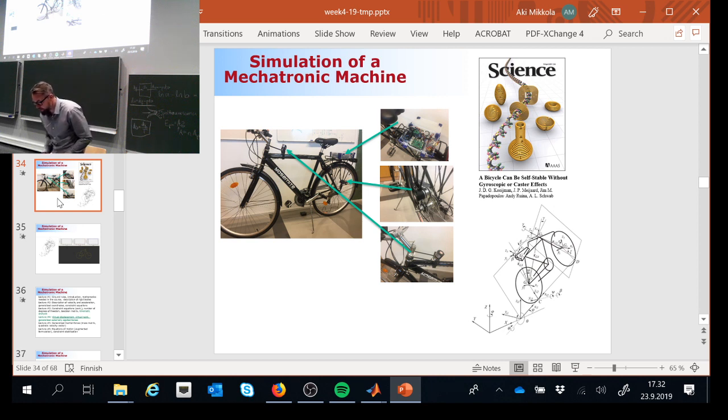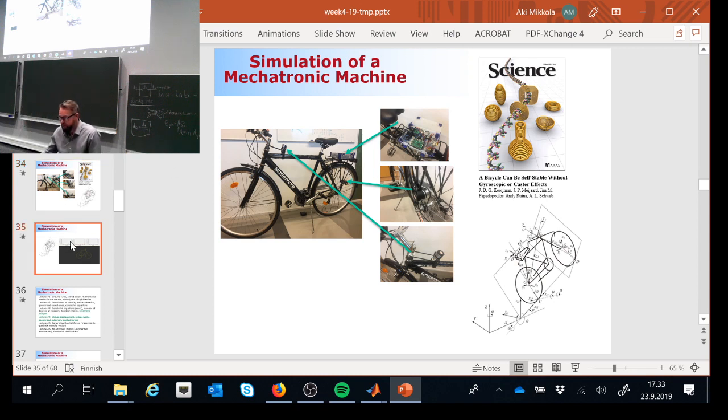The title of the paper is: A bicycle can be self-stable without gyroscoping and castering effects. It's an interesting paper, all about bicycle dynamics. This is where we can apply our knowledge as well. Not quite yet, because we're missing one important component, and that component is the dynamics. That's what we need to look at next. But in this study, a lot of the role is in the kinematics. So let's take a look at how this reads.